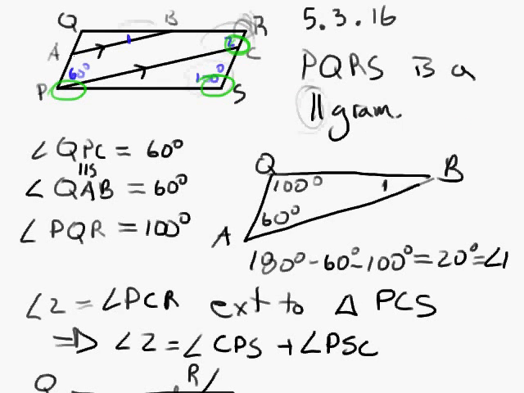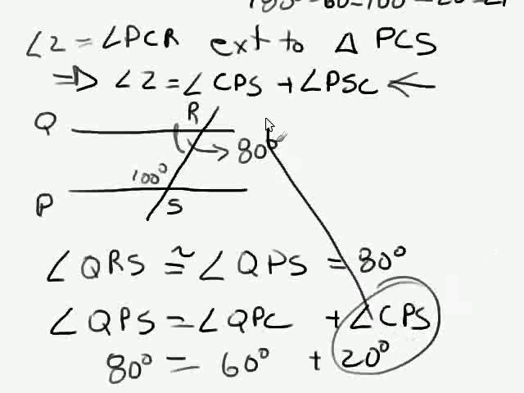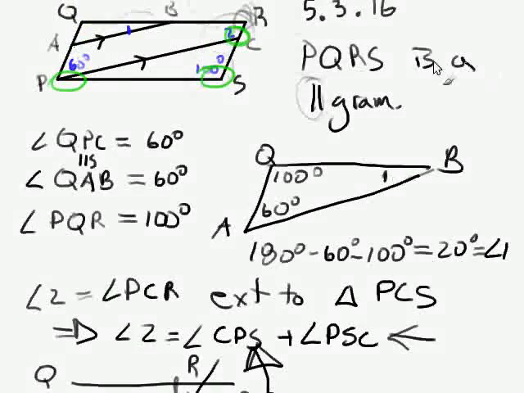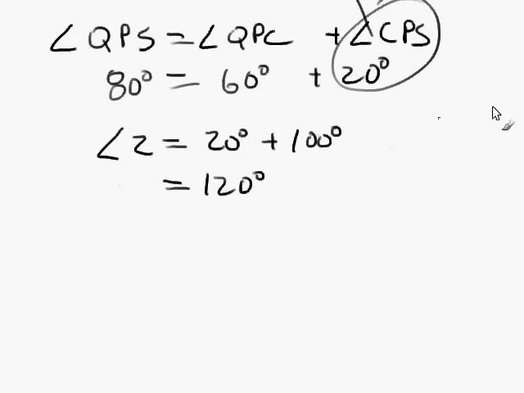Remember, that stuff in green is what we're looking for. Looking for that. 20 degrees. And then PSC we said was 100 degrees. So angle 2 is equal to 20 degrees plus 100 degrees, 120 degrees. All right, and that's it for that problem.